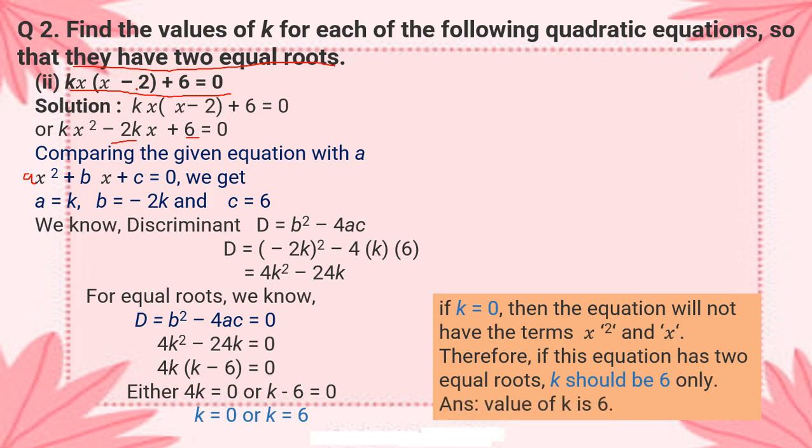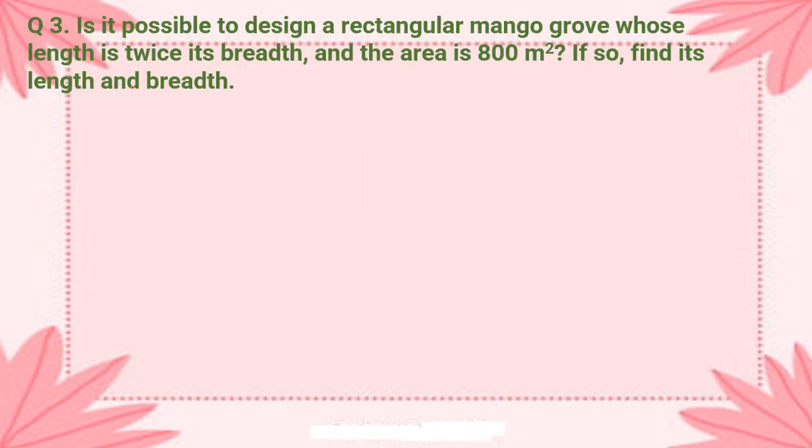Now let's consider another problem for the exercise, same exercise 4.5, question number 3. Is it possible to design a rectangular mango grove whose length is twice its breadth and the area is 800 meters square? If so, find its length and breadth. So what do we have to find out?